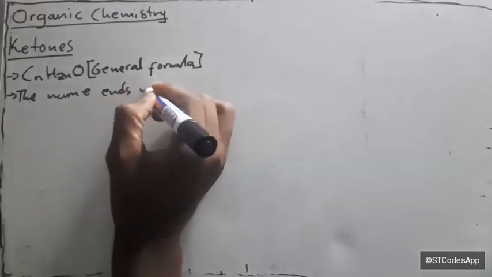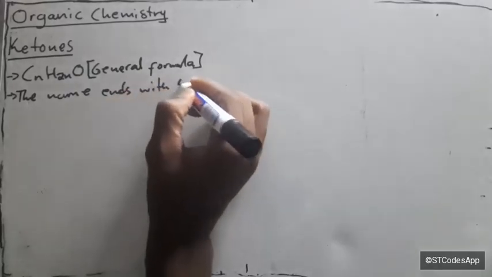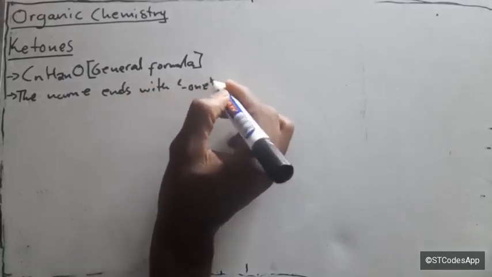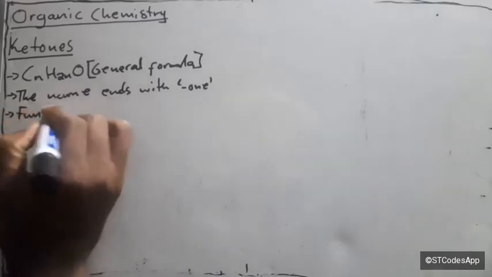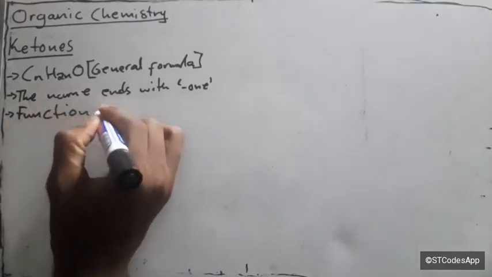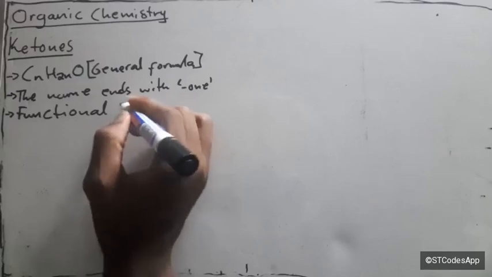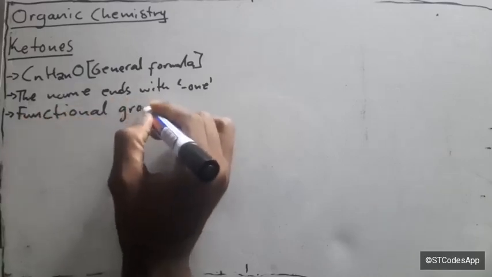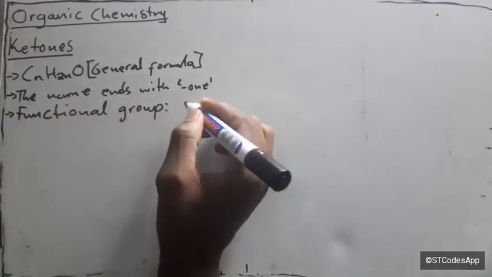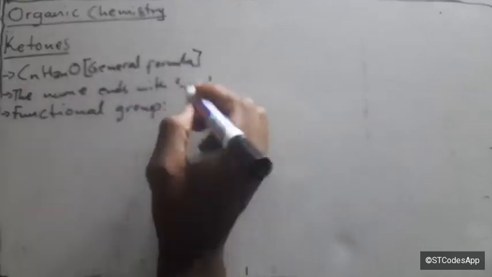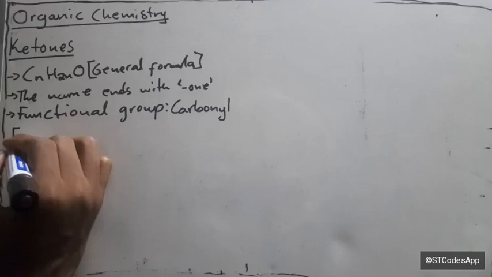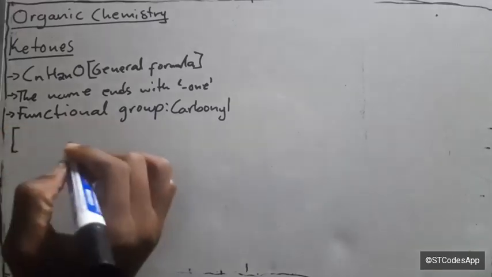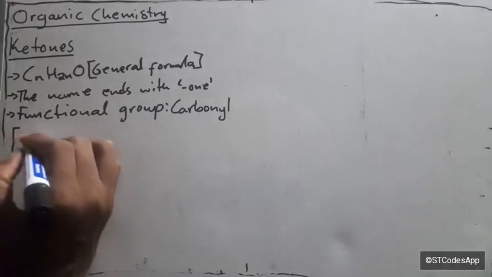and with one, the word one, and the functional group. Sorry, my handwriting is running away. So functional group, the name of the functional group of ketones is carbonyl, or carbonyl, and the structural formula of the functional group will look like this.